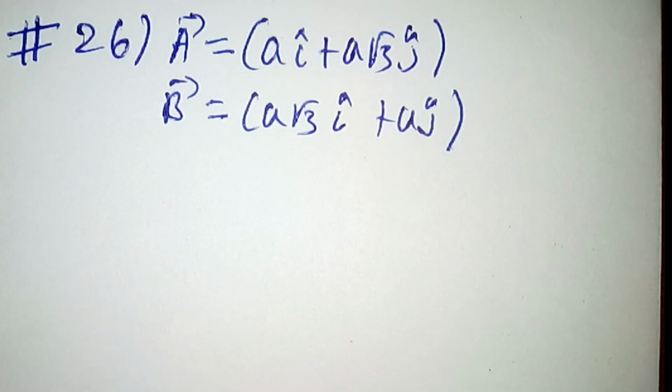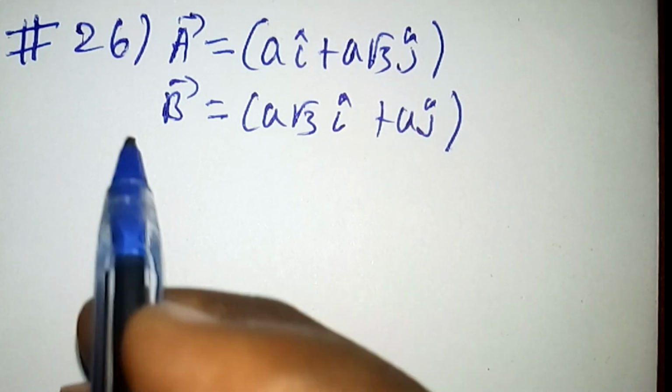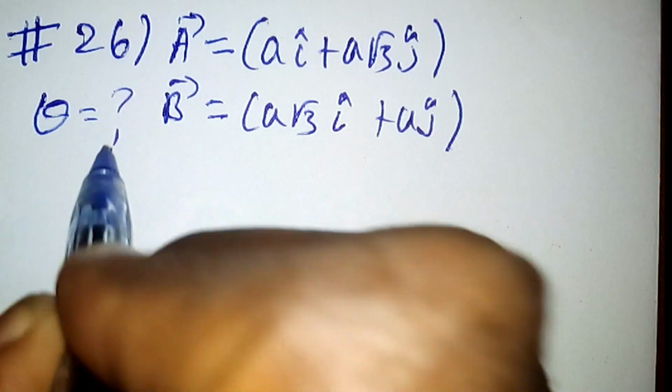So two vectors A and B are given. Vector A is equal to a i plus a radical 3 j, and vector B is a radical 3 i plus a j. Then what is the smaller angle theta between these two vectors?